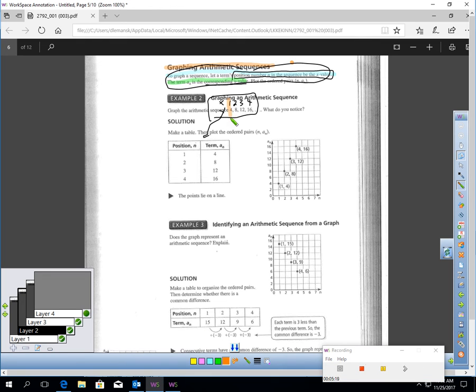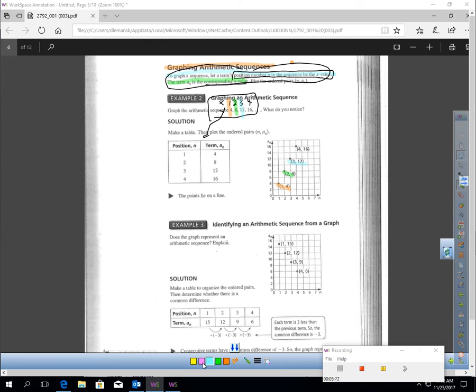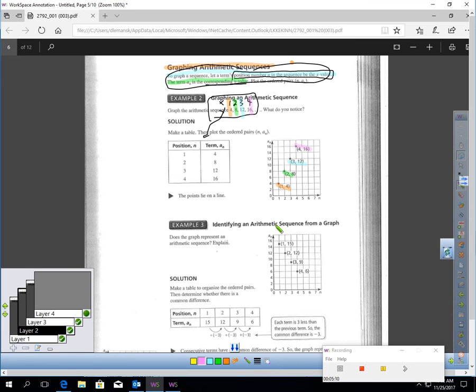Okay, so one of the points here would be the point (1, 4). So you can see they graphed (1, 4). And then another point would be (2, 8), and they graphed it. And then another point would be (3, 12), and then another point would be (4, 16). What do you notice? Well, I notice these points make a straight line.